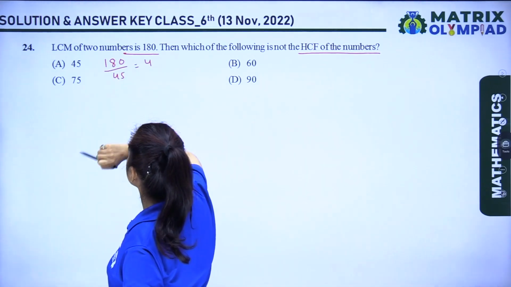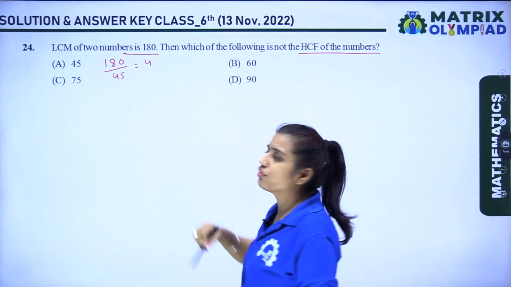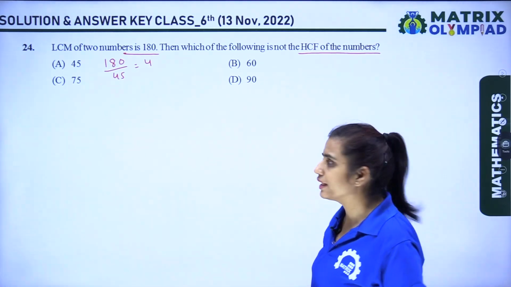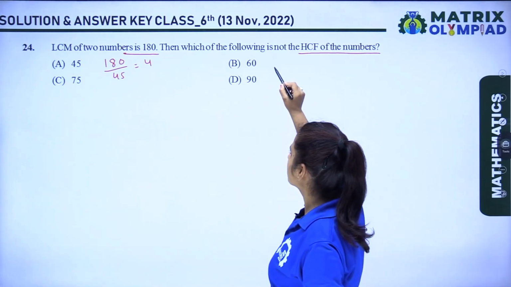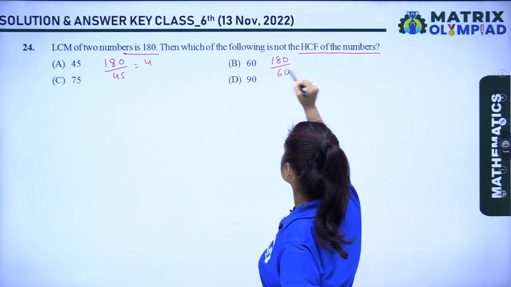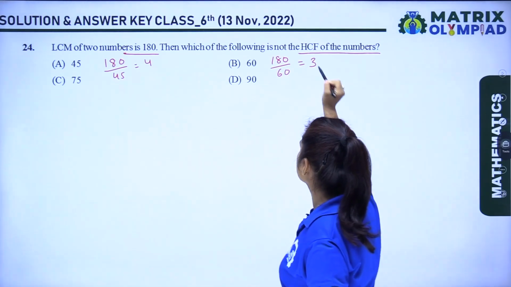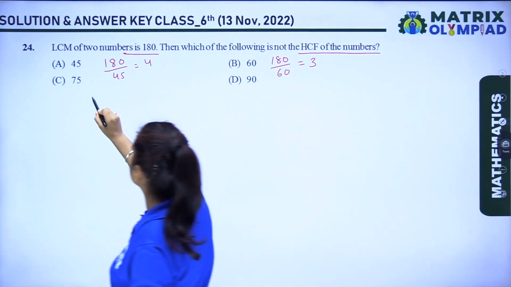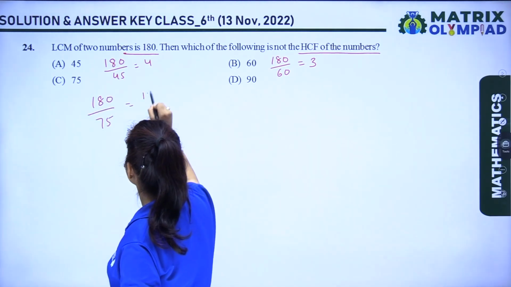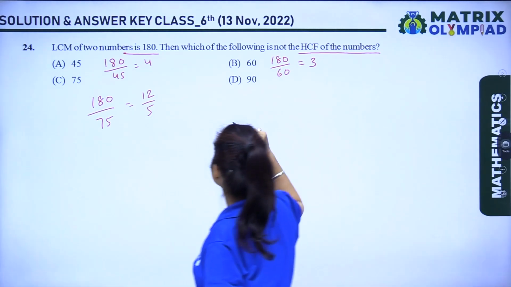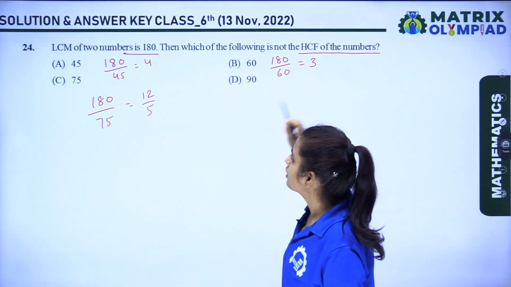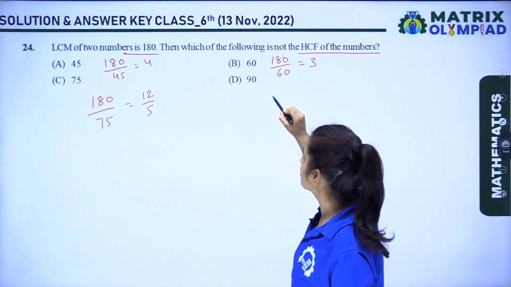So, it is exactly divisible by 4. It means 45 is the HCF of number 180. Now, let's check the other option. 180 divided by 60 will give us 3. It is also exactly divisible. 180 by 75, it will give us 12 upon 5. This is not divisible by the LCM of two numbers.